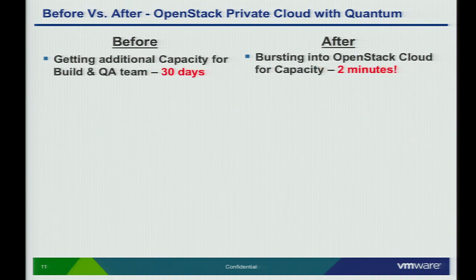The second scenario I was going to talk about was our build and QA and continuous integration use cases. As we grew the product, it became more complex, more features. That always means one thing. It means QA is going to say, oh, I need more resources to test it. I need more time. Builds take longer.